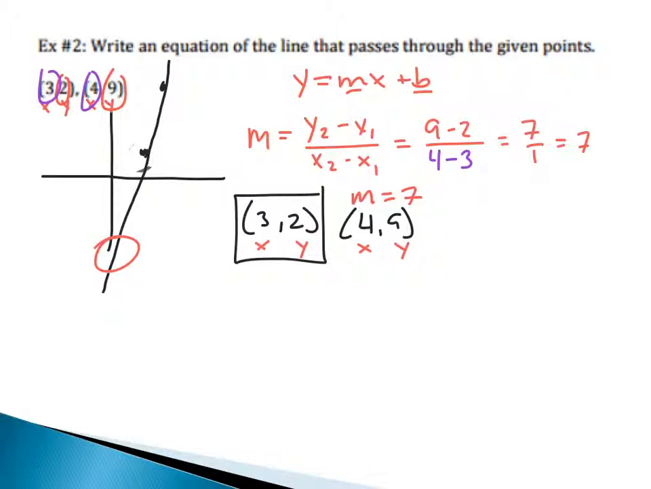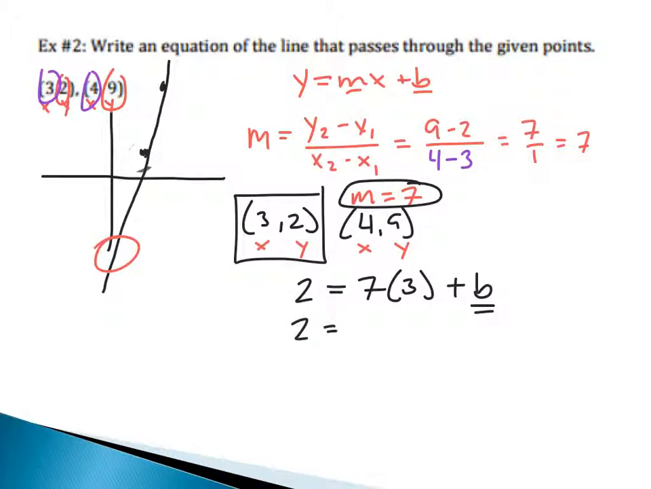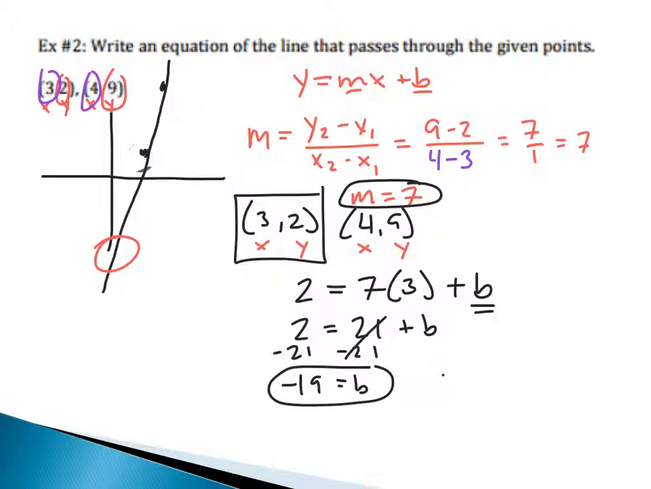So my y is 2, sorry. My m that I solved for is 7. Again, that was from right here. And my x is 3, and then I have plus b. Okay, so my goal again is to solve for b. So 2 is going to equal 7 times 3, which is 21, plus b. I'm going to subtract 21 from that side, bring it over here. 2 minus 21 is going to be -19. That's going to equal b. And therefore I know now my y-intercept is -19.